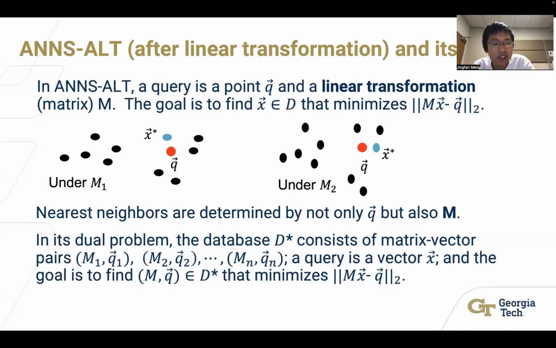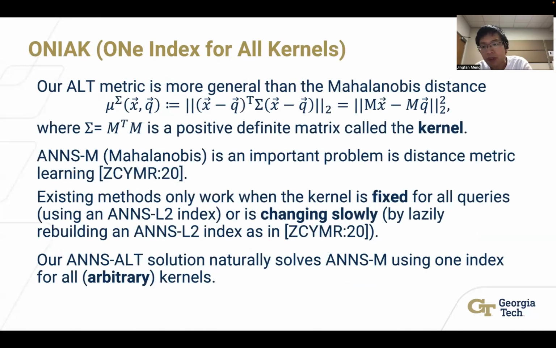It also has a dual problem in which the database consists of pairs of matrices and vectors, and a query is a vector X, and we also want to find the pair that minimizes the same distance metric. We will see that ANS-ALT is very useful. It has a lot of vivid problems, and I will describe two of them in this presentation.